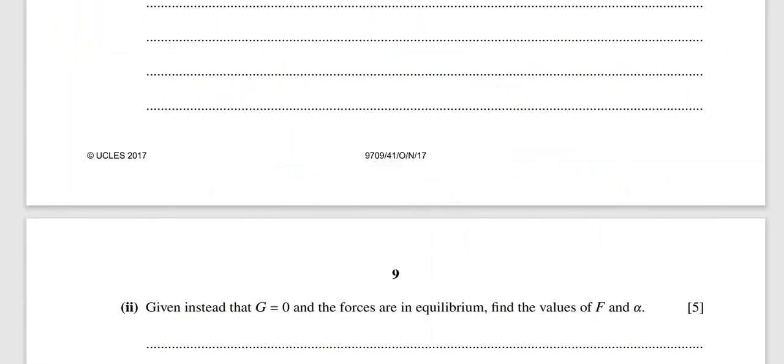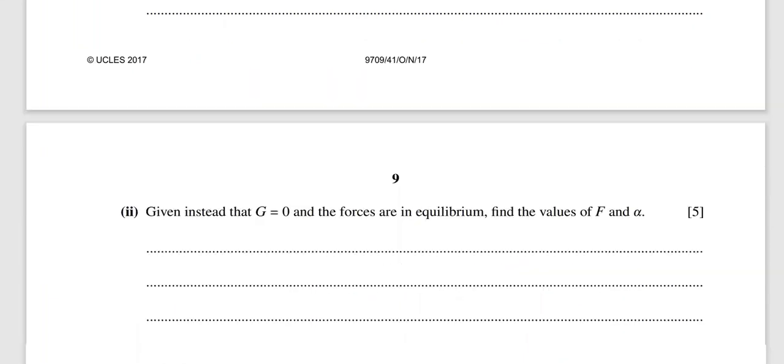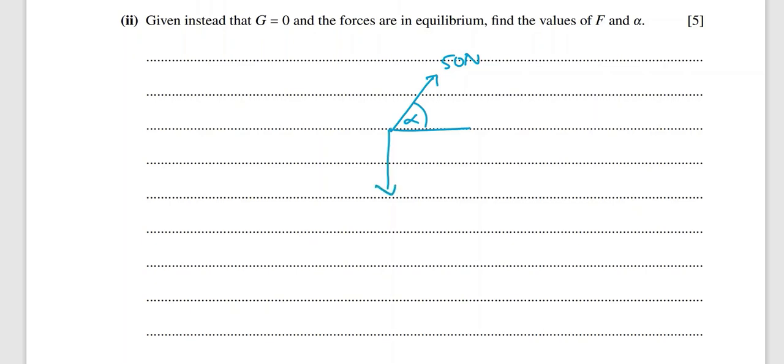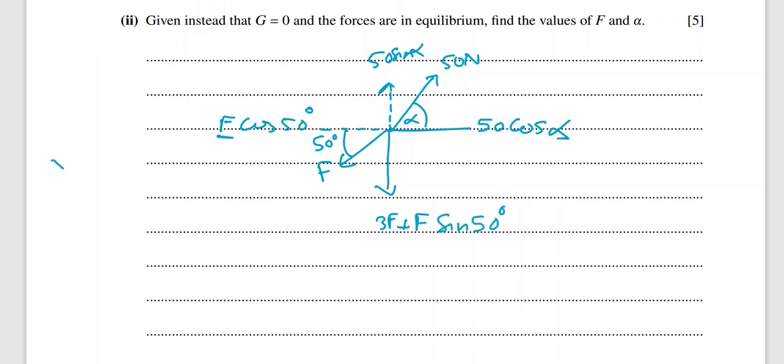Given instead that g is zero and the forces are in equilibrium, find f and theta. All right, we know that there is no g anymore, only the 50 newton force, which was making alpha to the x-axis, then there was 3f downwards, and there was f which was making 50 degrees to negative x. So let's write the components now: 50 cos alpha, 50 sine alpha, f cos 50 degrees, and 3f is already there, but there will be f sine 50 extra.